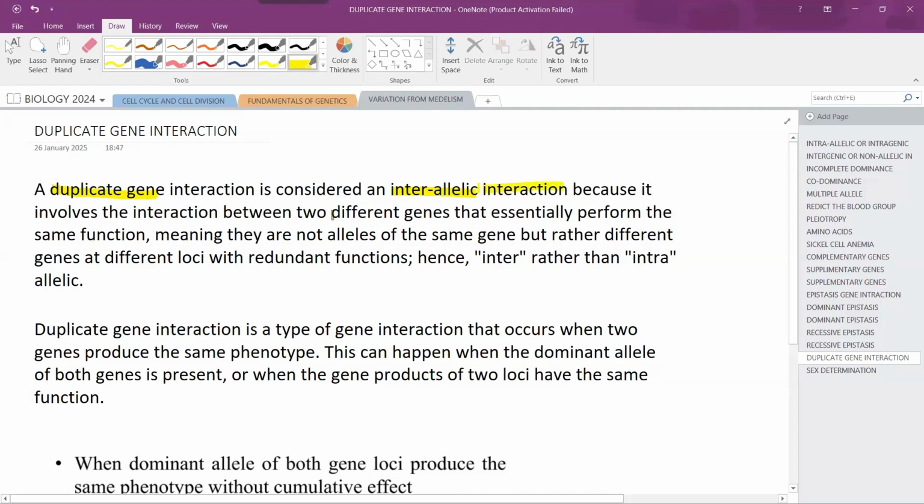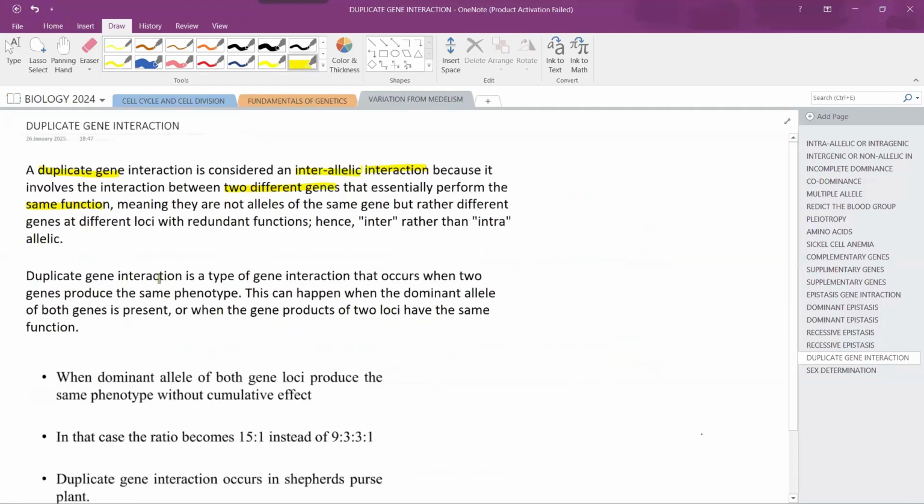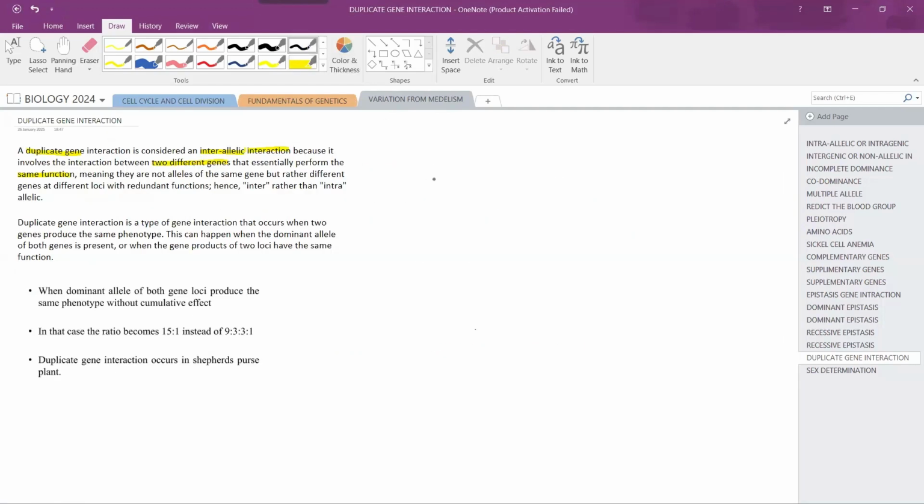It is interallelic because it involves the interaction between two different genes that essentially perform the same functions. So this is important: two different genes have to do a similar function, meaning they are not alleles of the same gene, but rather different genes at different loci with redundant functions, hence inter rather than intra-allelic.